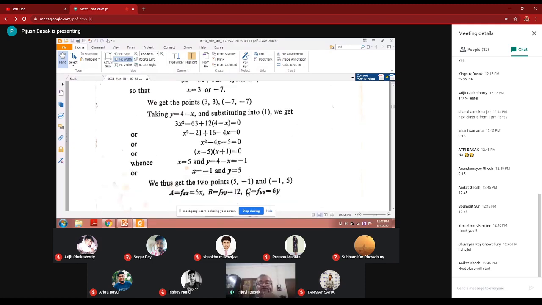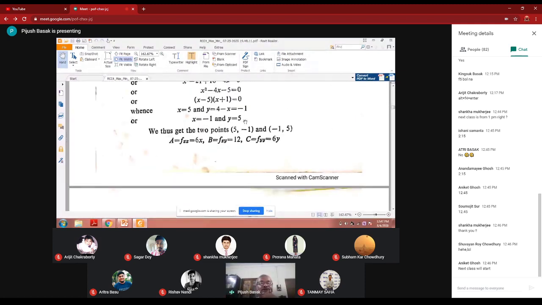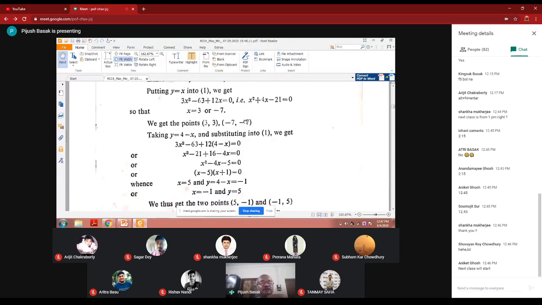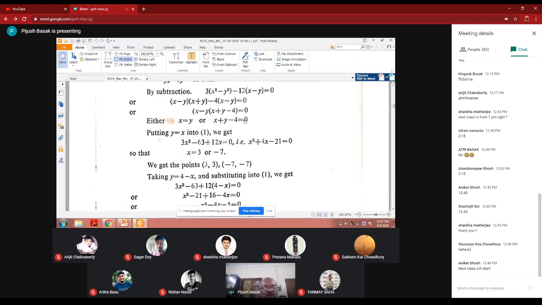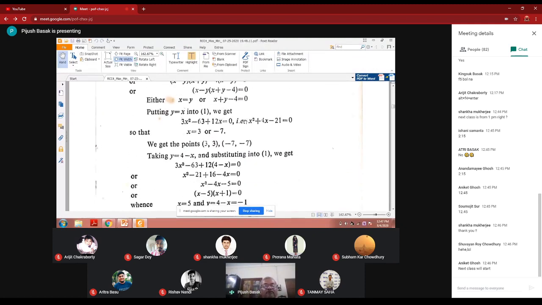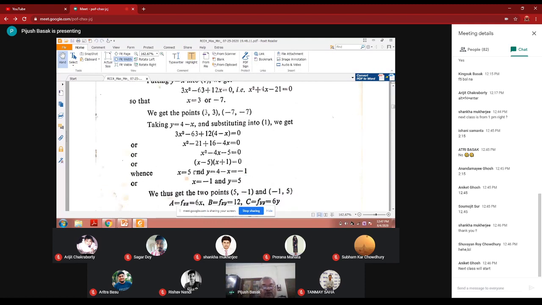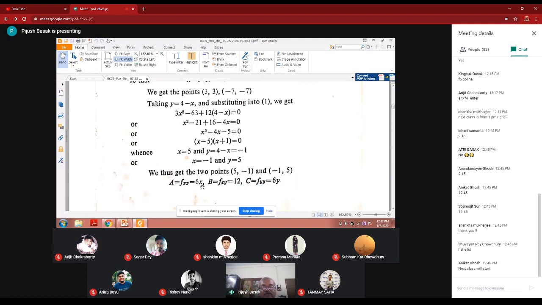Or x is equal to minus 1, y is equal to 5. So these are the other points. The points are 3, 3; minus 7, minus 7. And from the third part, x plus y is equal to minus 4. From there we get 2 more points: that is x equals minus 1, y equals 5, and x equals 5, y equals minus 1.